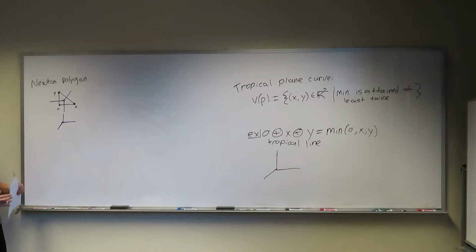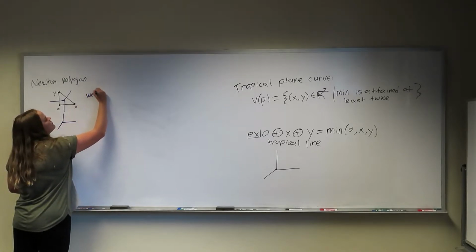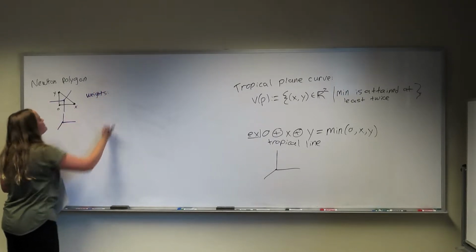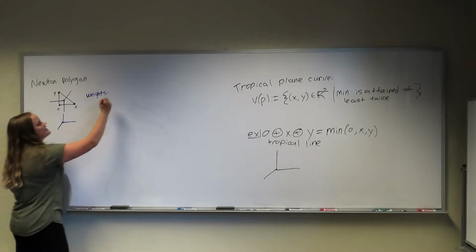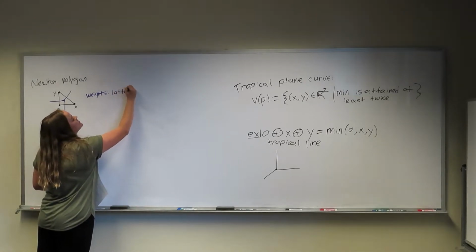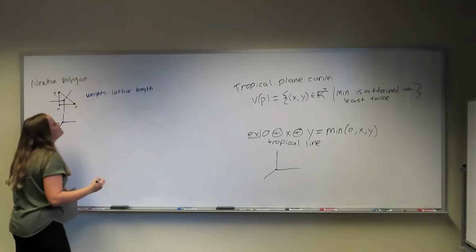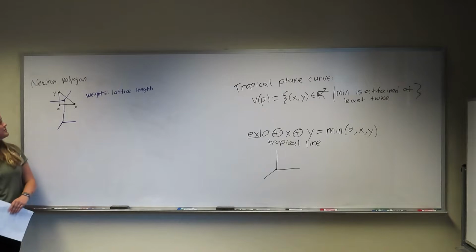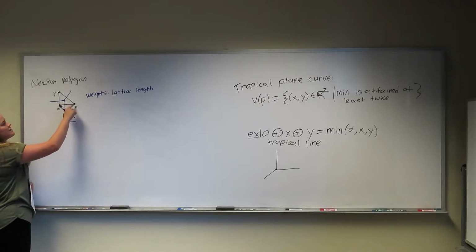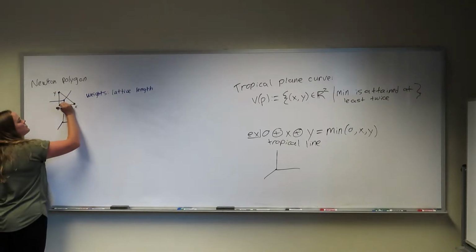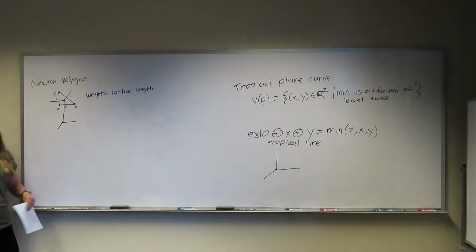You can extend this to Newton subdivisions, which I talked about last time. We're not going to talk about that today. But we need to talk about primitive vectors and weights. The weights for our different edges is the lattice length of the Newton polygon or Newton subdivision. So in this case, the length for all these sides is 1. So all of these edges would have weight 1.